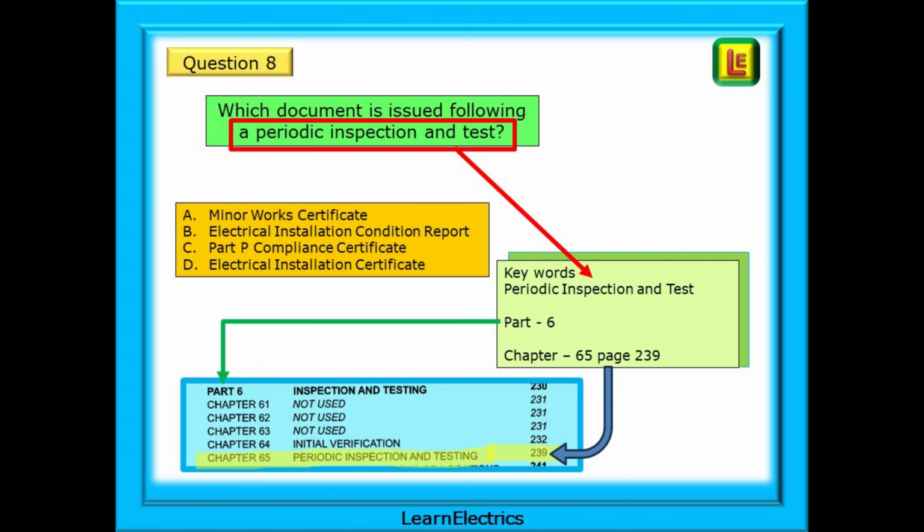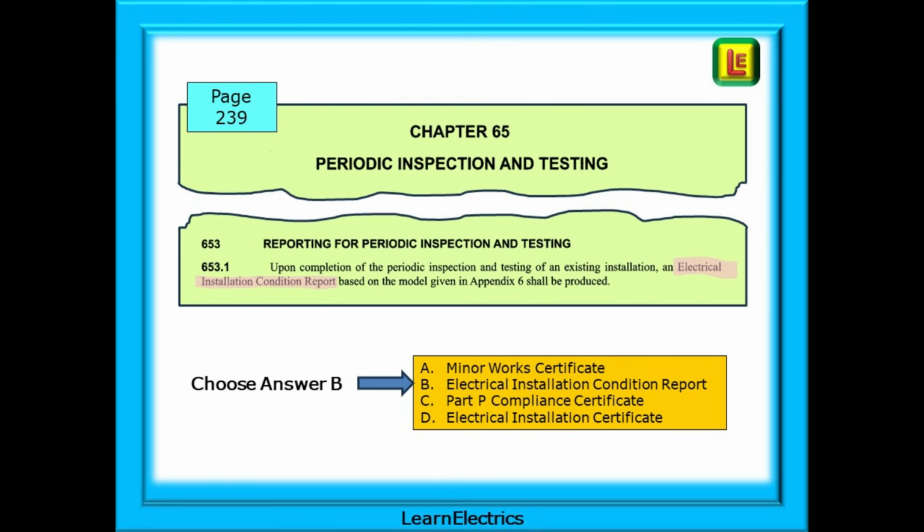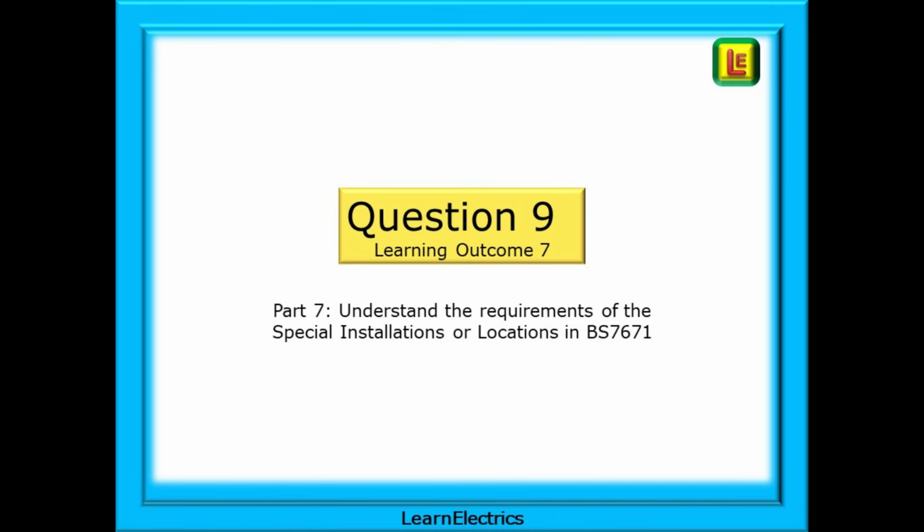Key words again, page 239. And there, at the bottom of page 239, is what we're looking for. The words, an electrical installation condition report shall be produced. Choose answer B. Now to question number 9.